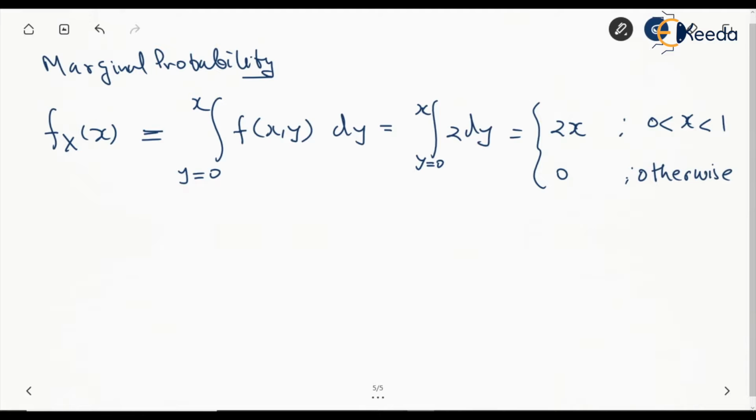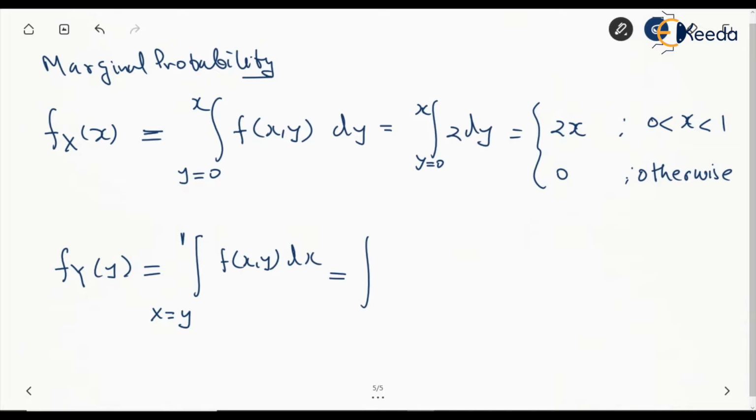Similarly, the marginal density f of y will be given as integration of f of x comma y in terms of dx. Now we have already seen the horizontal element, and it says it starts from y and it ends at 1. X is equal to y to x is equal to 1. So that's it. We are not going back to that. So the integration will be for y to 1, and this is 2 dx. So this is going to be 2 into 1 minus y, of course 0 otherwise.